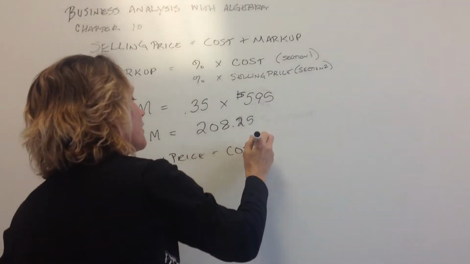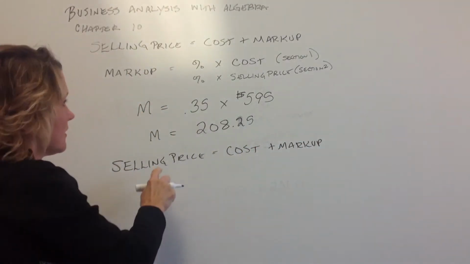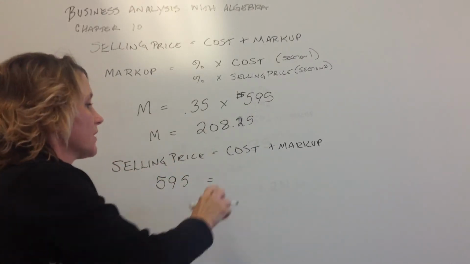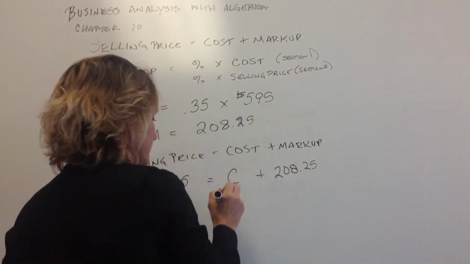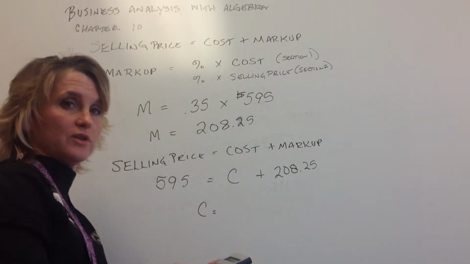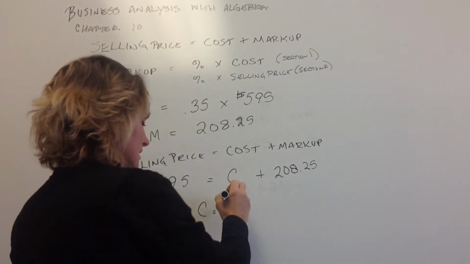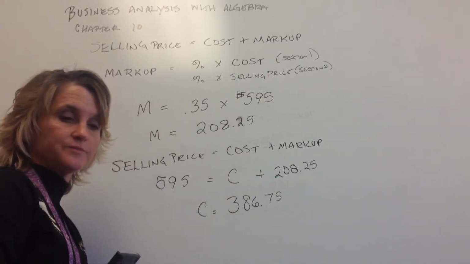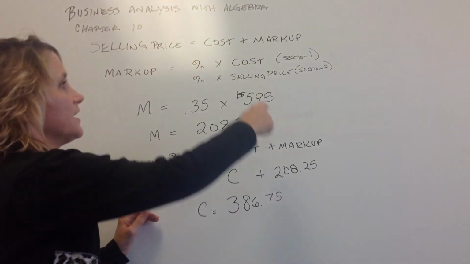And then again, we can go back to our top formula, which is our selling price is equal to our cost plus markup. But now in this case, what we're looking for is our cost. They give us the selling price, the $595 is what they sell these speakers for. We don't know the cost, but we just calculated our markup. So then it's just basic subtraction at that point. So if you take your selling price of $595, subtract out your markup of $208.25, we have a cost of $386.75.